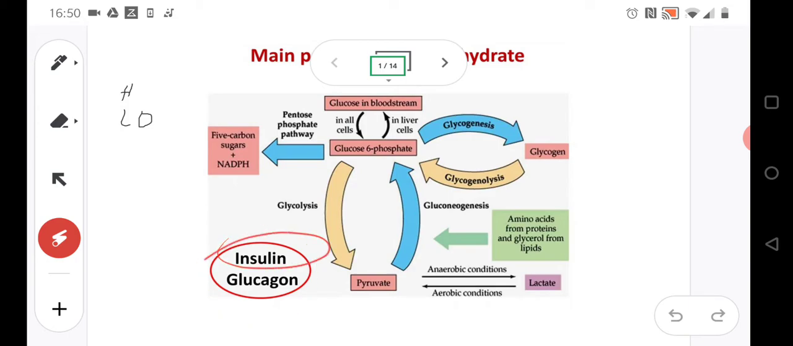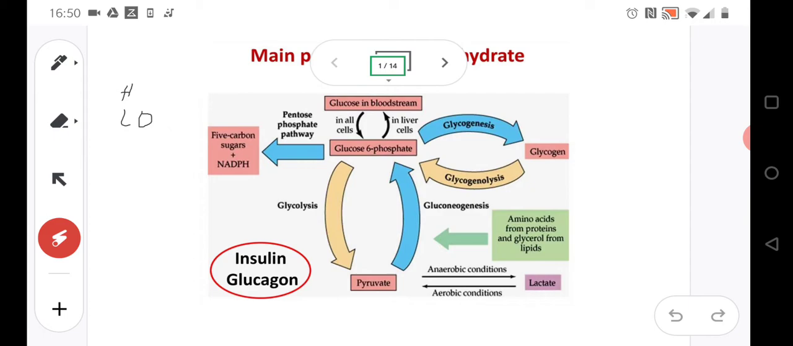Insulin generally is activated when the levels of the glucose are high, and the role of the insulin is to use this glucose. So it activates the transport of the glucose into the cell. Glucagon is activated when the levels of the glucose in the bloodstream are low. So its goal is to increase the flow of the glucose to the bloodstream.